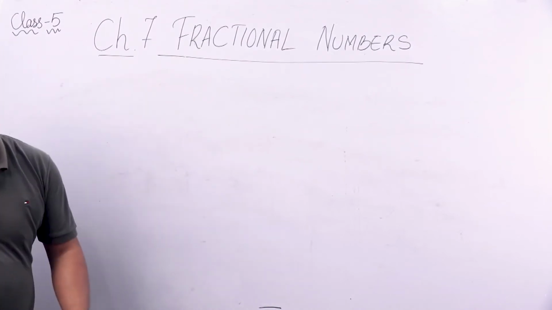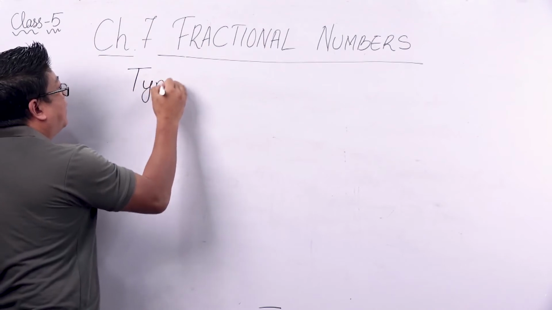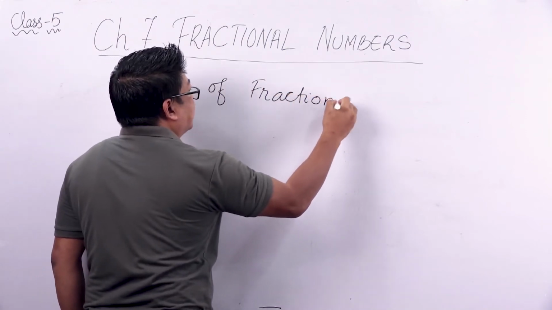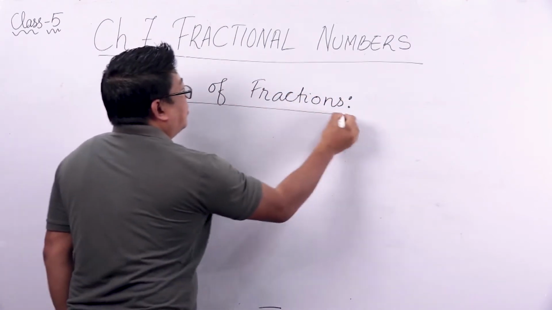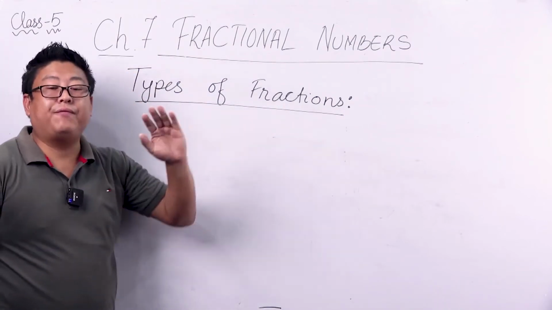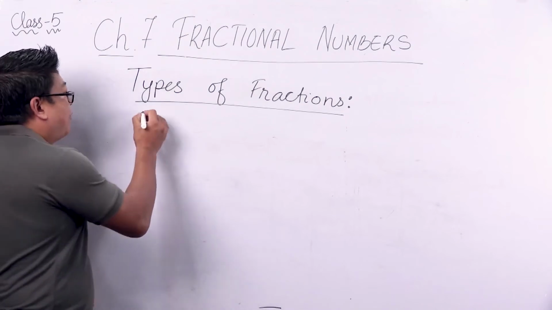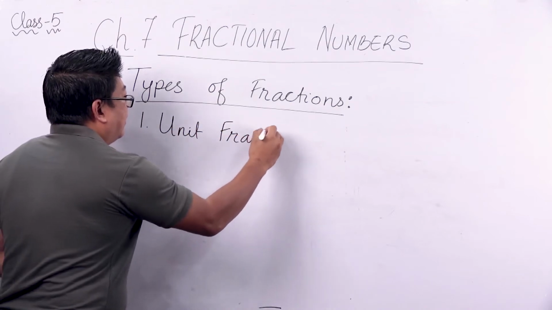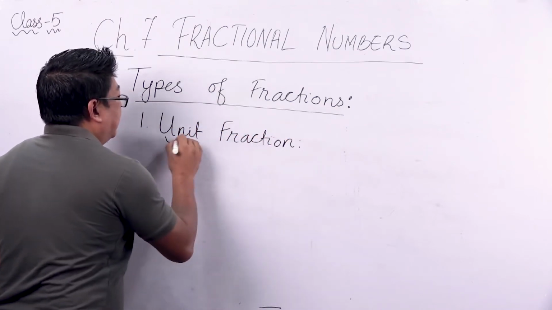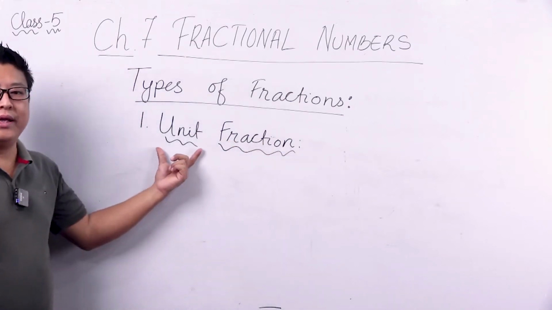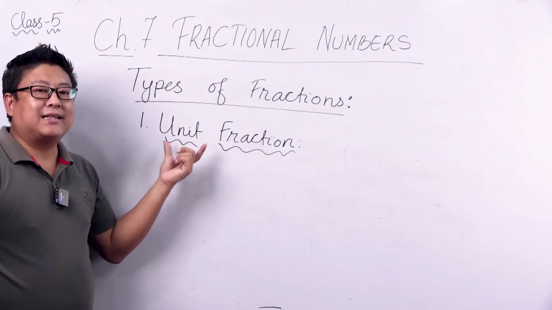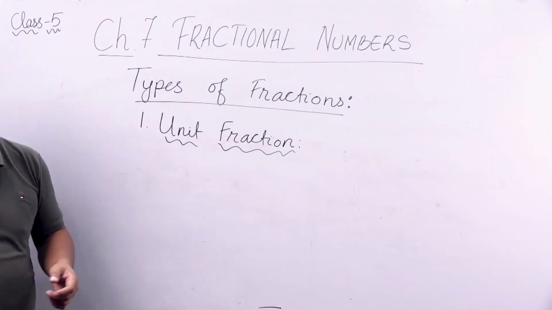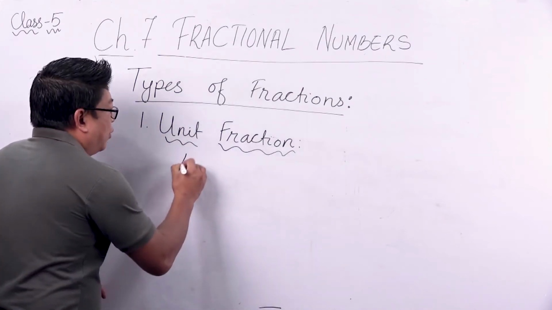Now, let's look at the next topic. We have types of fractions. Now, even inside fractions, we have different types of fractions, all right? So the first one is called unit fraction. Now, just by looking at the word unit, we should realize that it has something to do with the number 1, all right? So, this unit fraction is such a fraction which has numerator as 1.